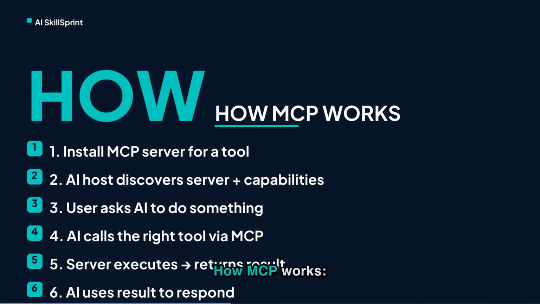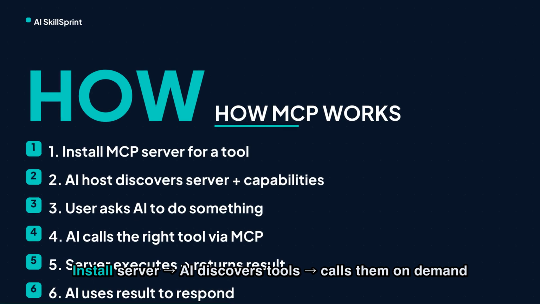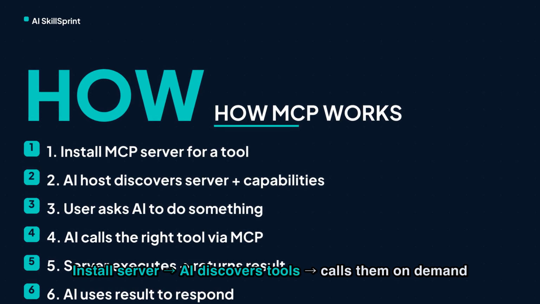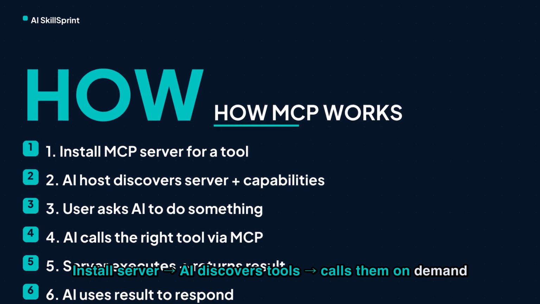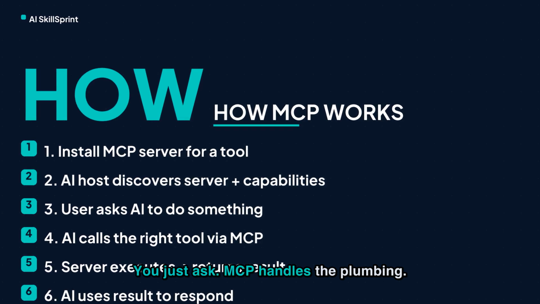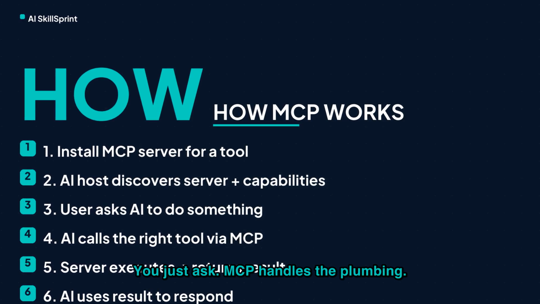Here's how an MCP connection works. You install an MCP server for, say, your file system. The AI host, Claude Desktop, discovers the server and its capabilities. Now when you ask Claude to read a file, Claude decides to call the file system tool. The MCP client sends that request to the MCP server. The server executes it and returns the result. Claude uses the result to answer your question. From your perspective, you just asked Claude to read a file. Underneath, a standard protocol handled the whole handoff.